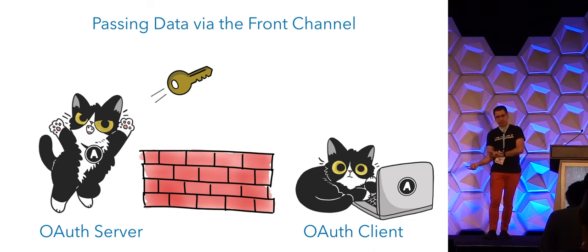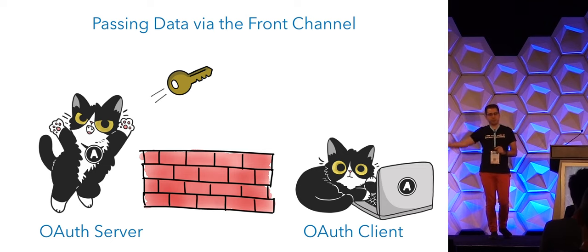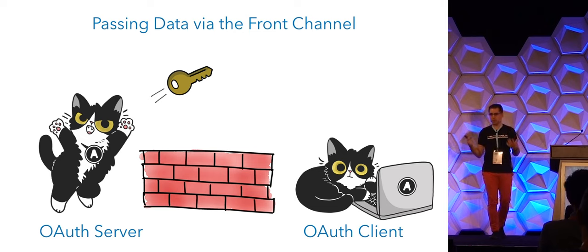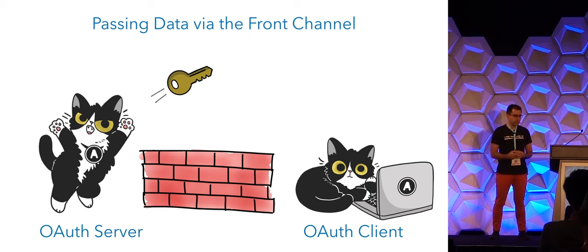Also, on the other side of this picture, the thing receiving this data, all it sees is this authorization code flying over the wall. It can't actually tell where it came from on the other side of the wall. And this is a really important detail about using the front channel in OAuth: neither side can really trust that it was successful or that it hasn't been messed with in flight.